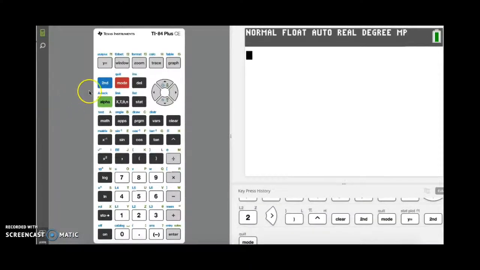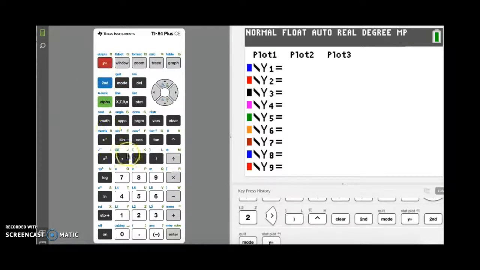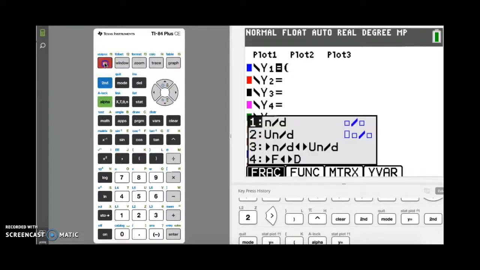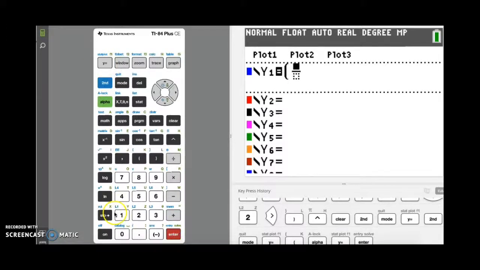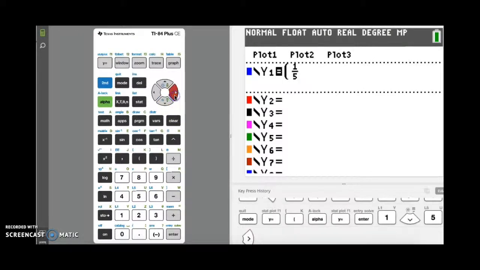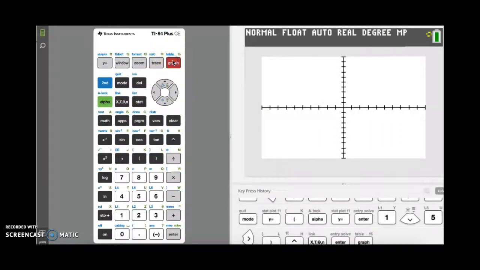So click y equals, choose parenthesis, alpha y equals, and enter 1 over 5. Close your parentheses. Make sure you go over outside the fraction first before you put in your parentheses. And then it'll be to the exponent of x. Press enter and graph. Here is our graph.